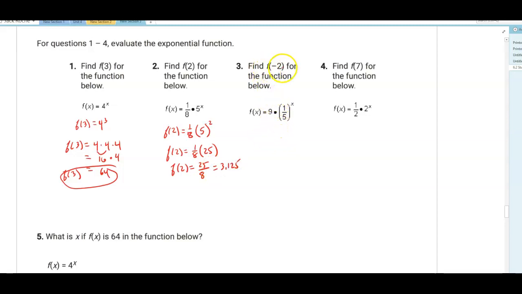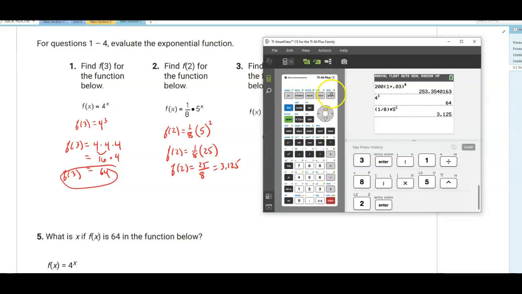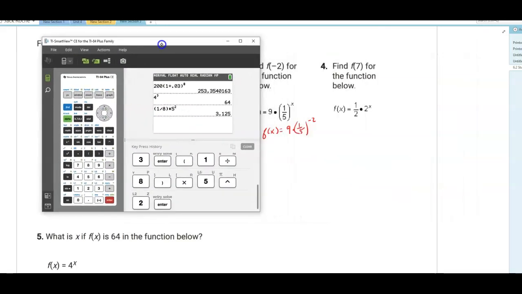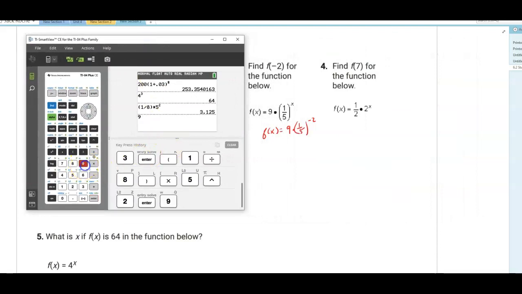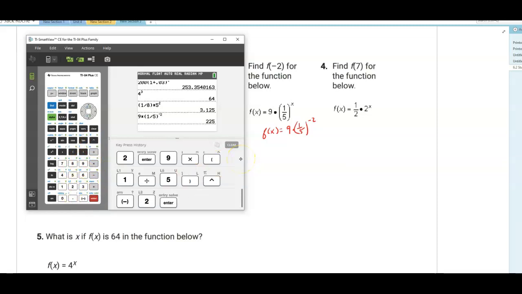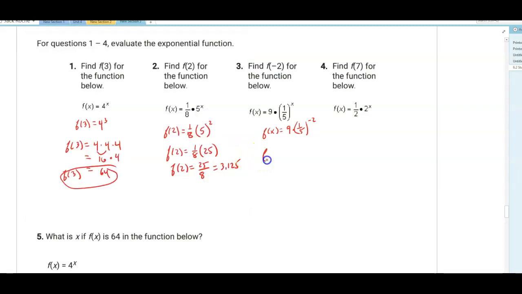Okay, f of negative 2 for the next one: f of x equals 9 times 1/5 to the x power, so 9 times 1/5 to the negative 2. It's much easier to just put this in the calculator. So I go 9 times, open parentheses, 1 divided by 5, close parentheses, and go to the negative 2 power. That would give me f of negative 2 equals 225.